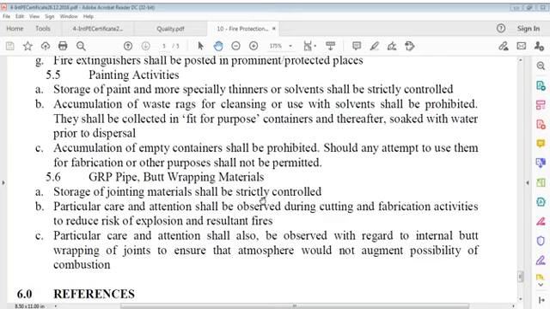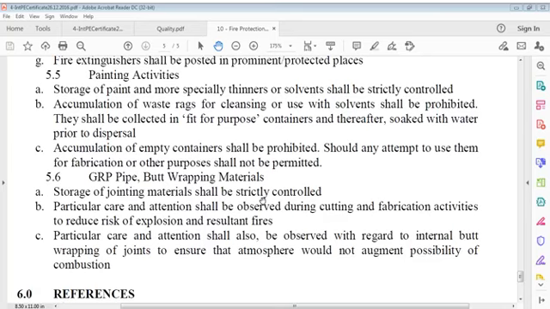Accumulation of waste rags for cleansing or use with solvents shall be prohibited. They shall be collected in fit for purpose containers and thereafter soaked with water prior to disposal. Accumulation of empty containers shall be prohibited. Any attempt to use them for fabrication or other purposes is not permitted.